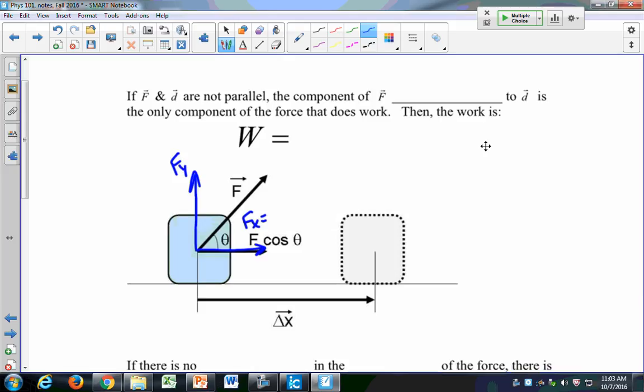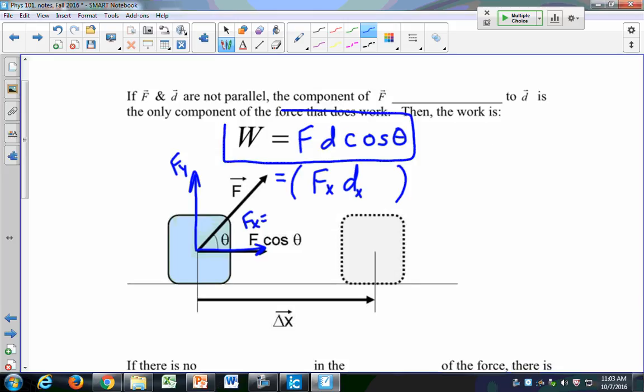And so we can create a more general equation for work that is F times d times cosine theta. And just as an aside, this is my x component of the force times the displacement, which is in the x direction in this case. All right, so this is sort of our catch-all for work: the force times the distance times the cosine of the angle theta.